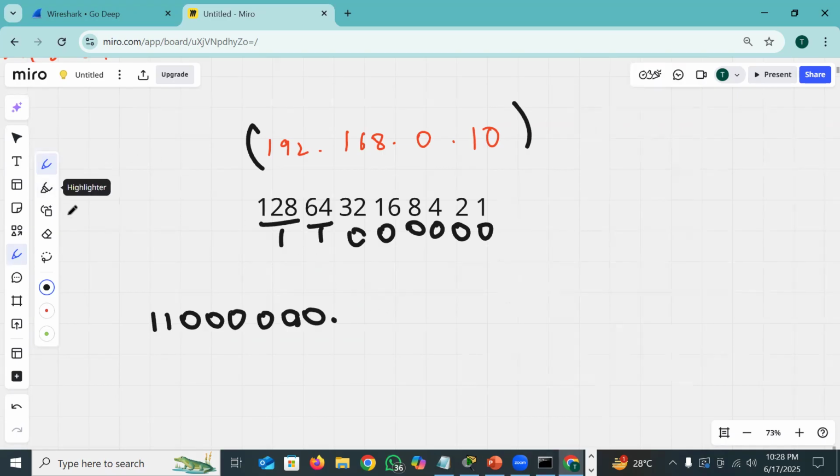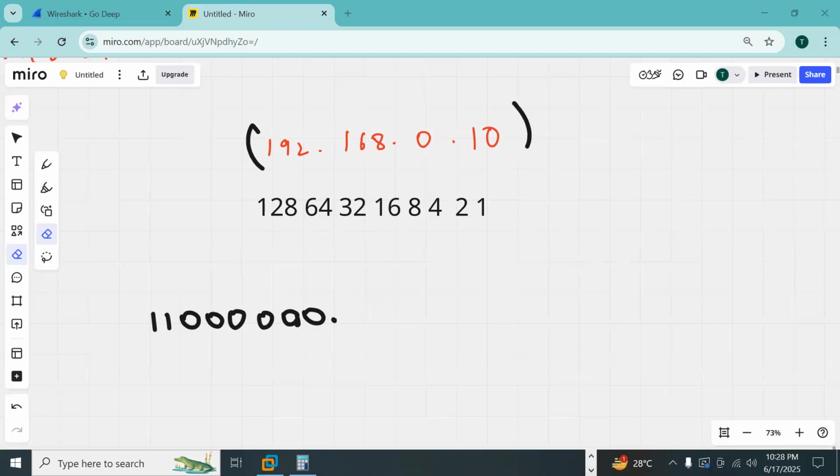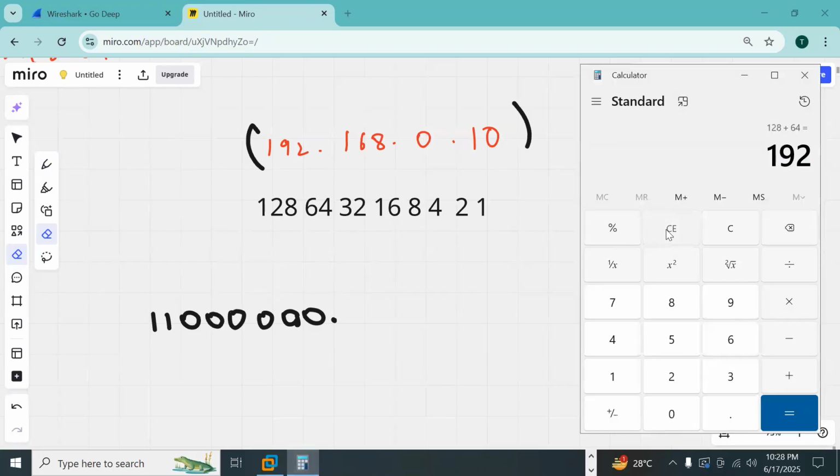Now, if I want to take 168, let us see how it will be calculated. Let's understand that. So 168 will be calculated something like this. I'll take 128, plus 92, plus 64. I can't take it because it exceeds 192.